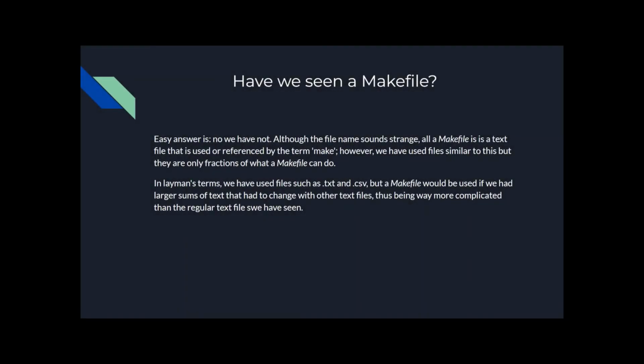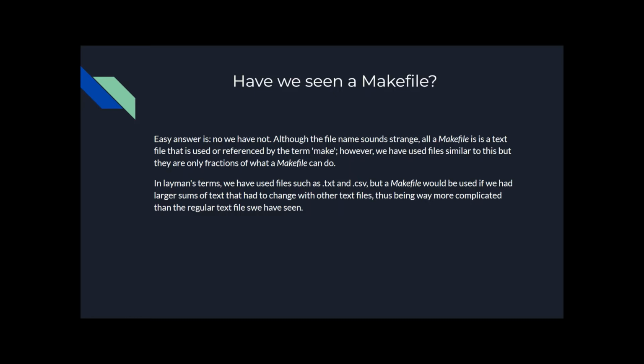Have we seen a Makefile? In the previous video, I explained that a Makefile was pretty much just a text file, and we've seen text files before, for example, in world, I believe it was world data, or CSV, it was a .csv file. Pretty much they go hand in hand. I'll show you, like I have in this slide, that in the example you could possibly use a CSV file, but a Makefile makes these things easier.